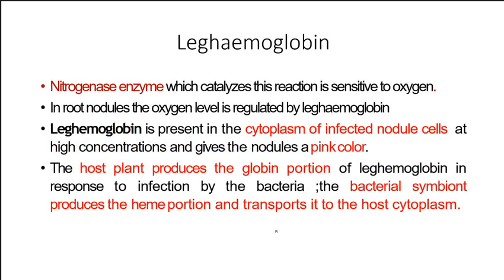Now, in the peribacteroid membrane, what happens? Nitrogen fixation occurs. The nitrogenase enzyme is involved, which helps in the fixation of nitrogen to ammonia. This enzyme is very sensitive to oxygen. So, to control the level of oxygen here, there is a protein named Leghaemoglobin. Where is this Leghaemoglobin present? It is present in the cytoplasm of the infected nodule cells at a very high concentration. It is not present in the peribacteroid membrane.